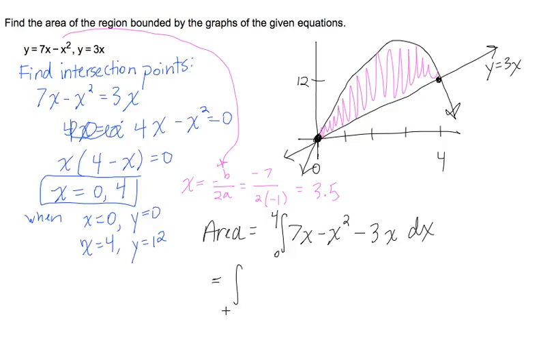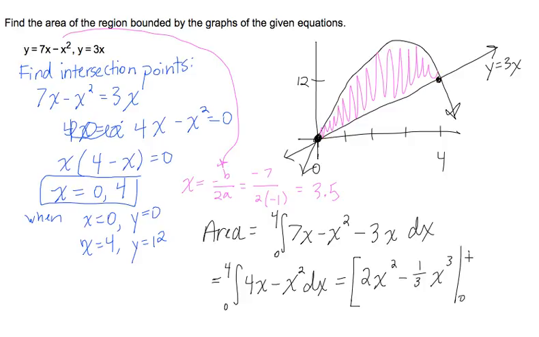So we have the integral from 0 to 4 of, before we integrate, let's go ahead and simplify. 7x minus 3x is 4x minus x squared. And from here, it's just computational, finding the antiderivative, plugging in and subtracting. So the antiderivative of 4x is 4 over 2, or 2x squared, minus a third x cubed, and we'll evaluate that from 0 to 4. So you'd plug in 4 minus plug in 0 to get your exact answer.